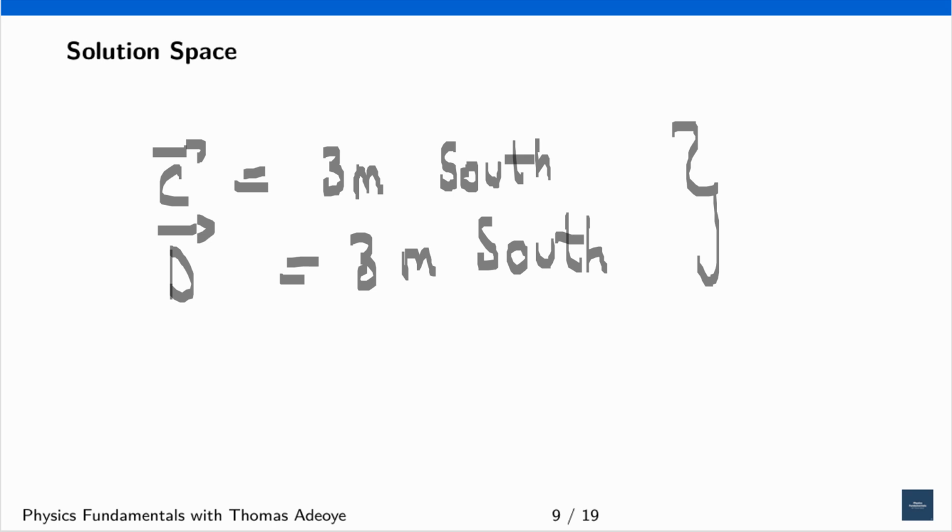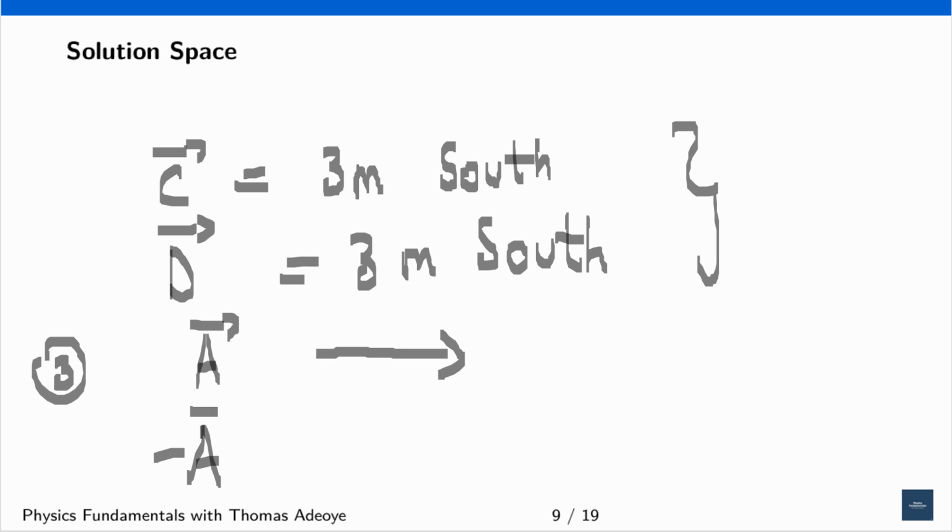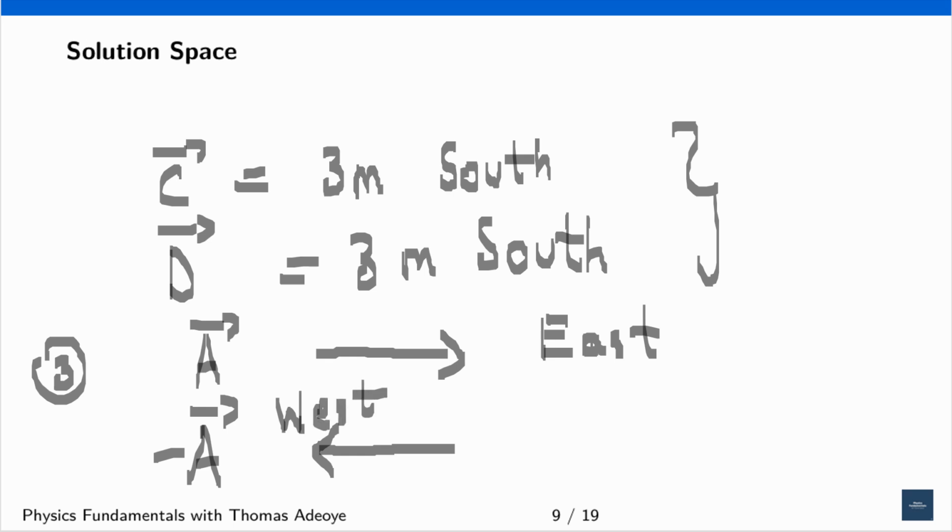Another type of vector is the negative of a vector, which is number 3. If vector A is like this, then the negative of vector A will be minus A. So minus A will be a vector which is of the same length as this one but in the opposite direction. This one is facing east, while this is facing west. So that's the negative of a vector.